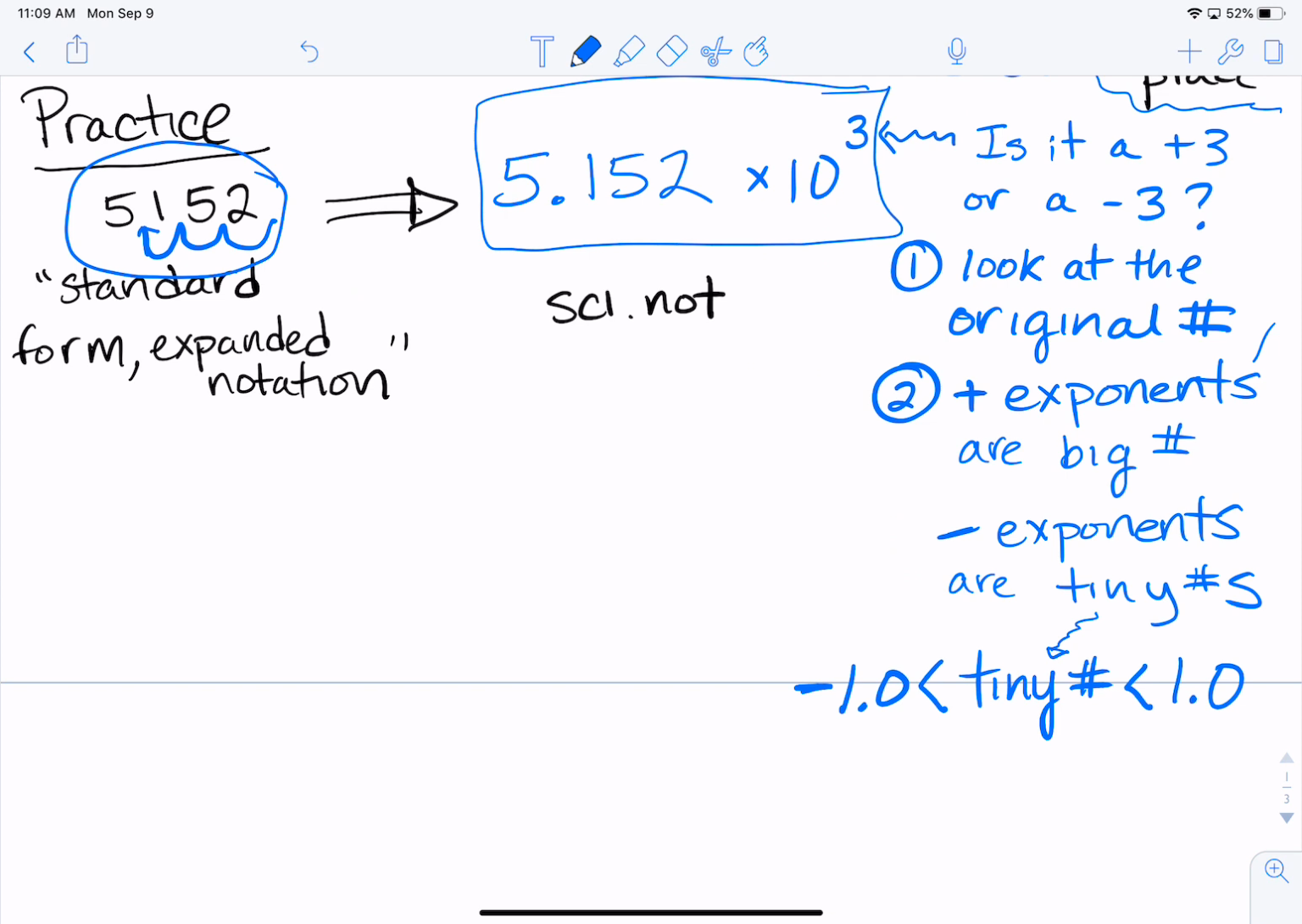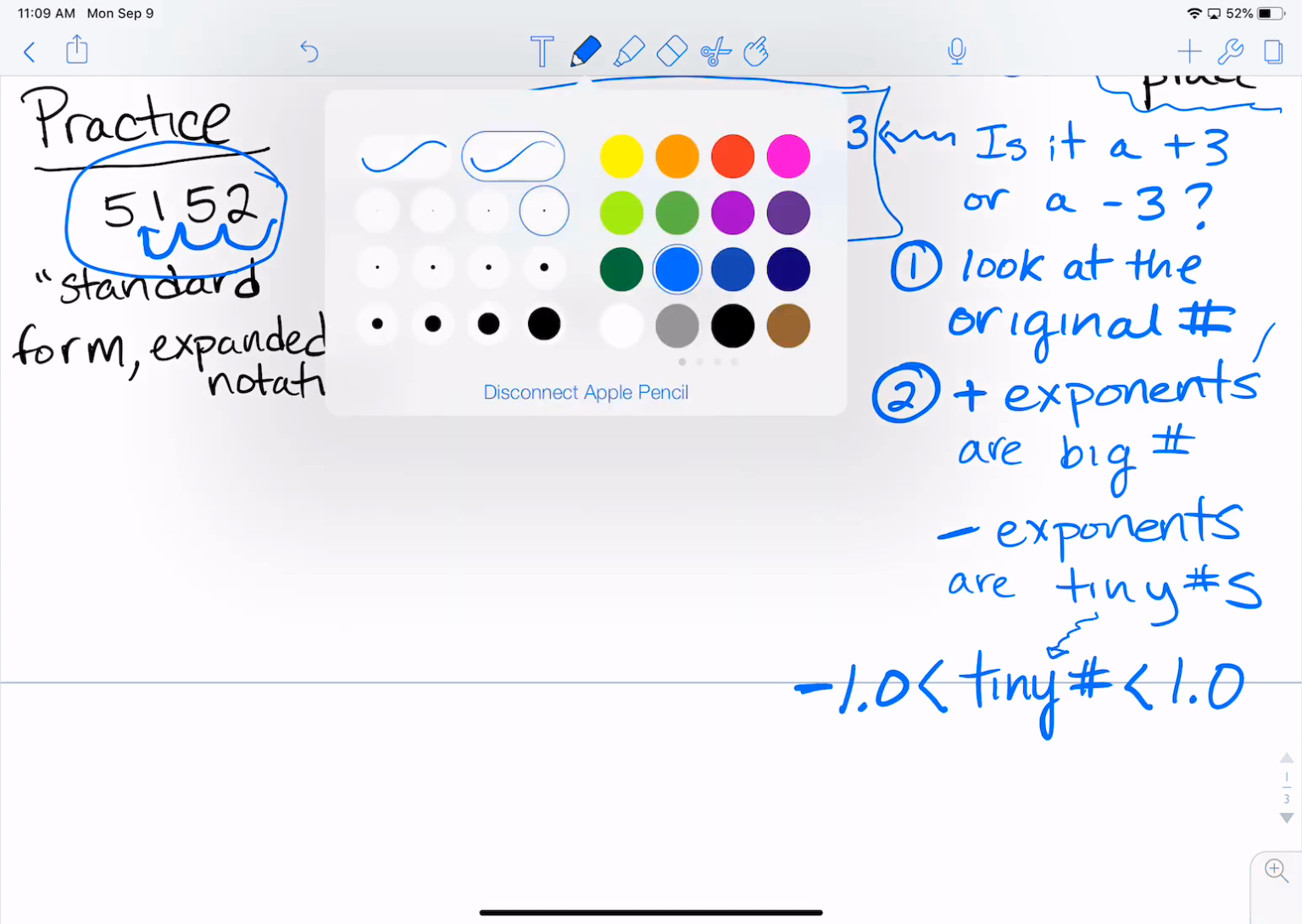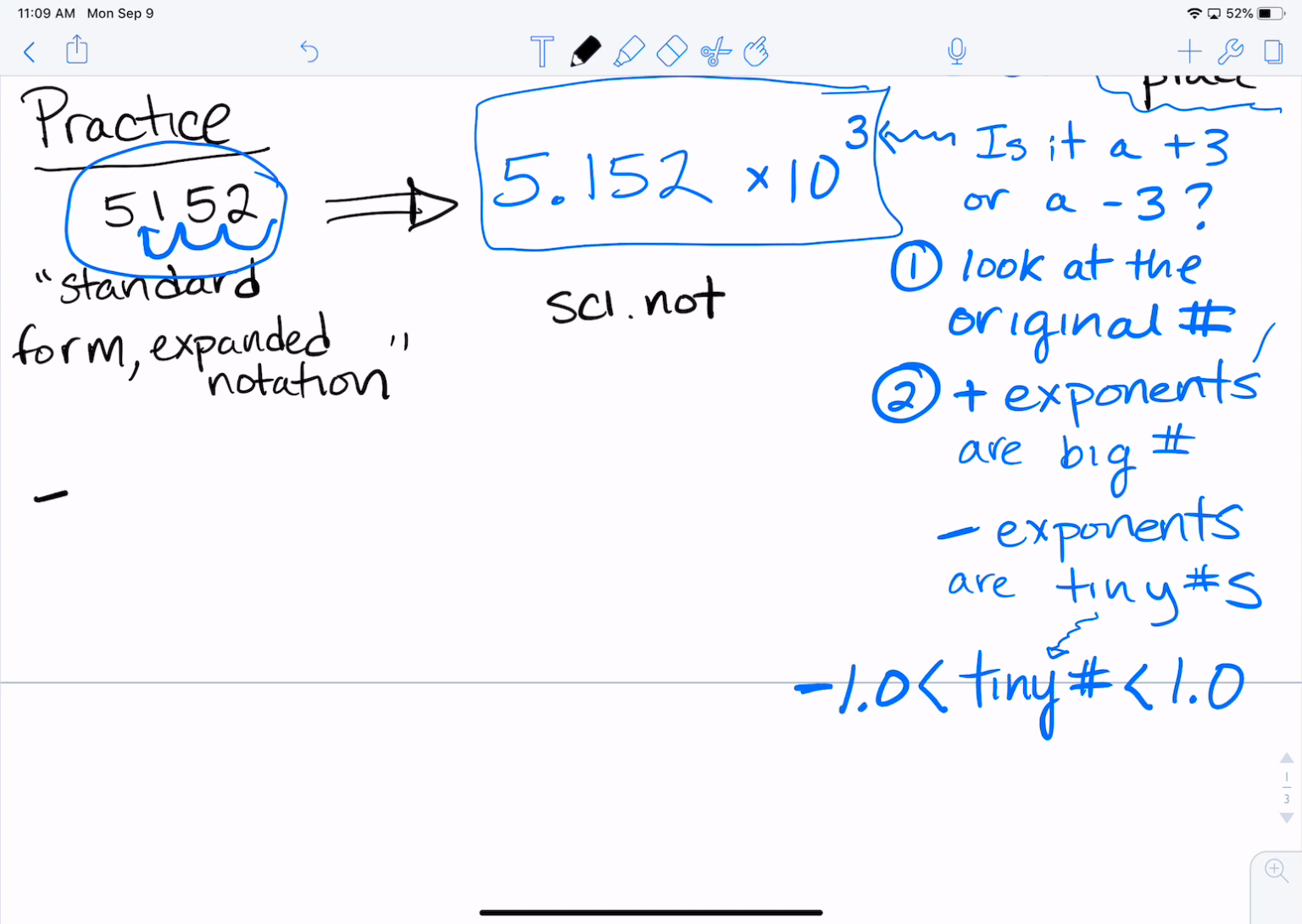Let's see here. What if this original number was negative 5,152, and I asked you to put it in scientific notation? What would that look like? Anybody want to take a shot at it? Bryce, you want to try?